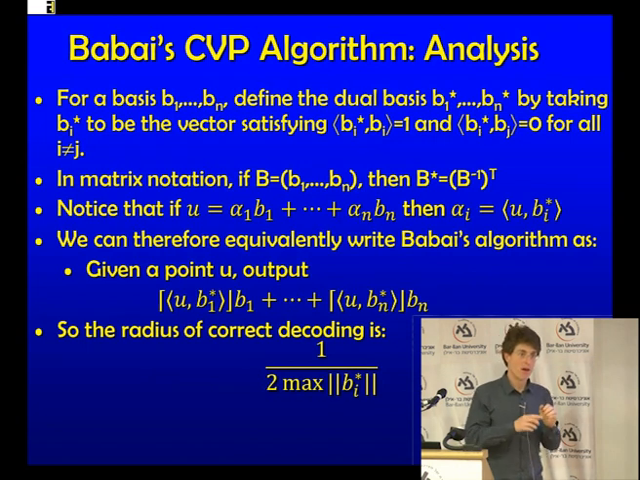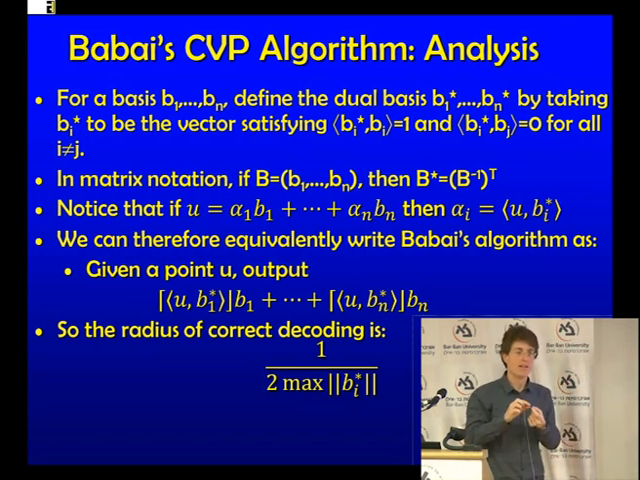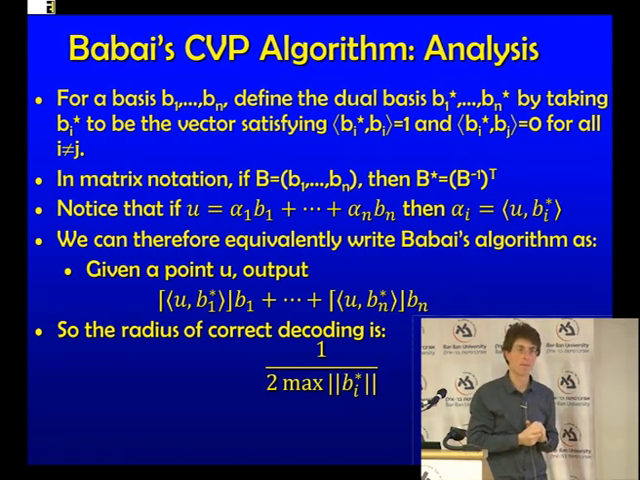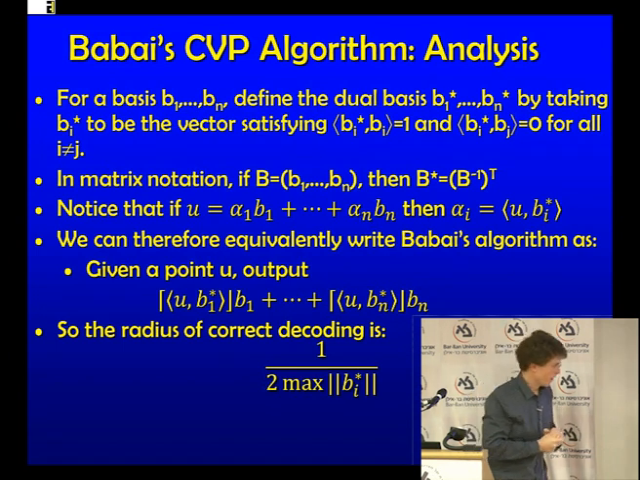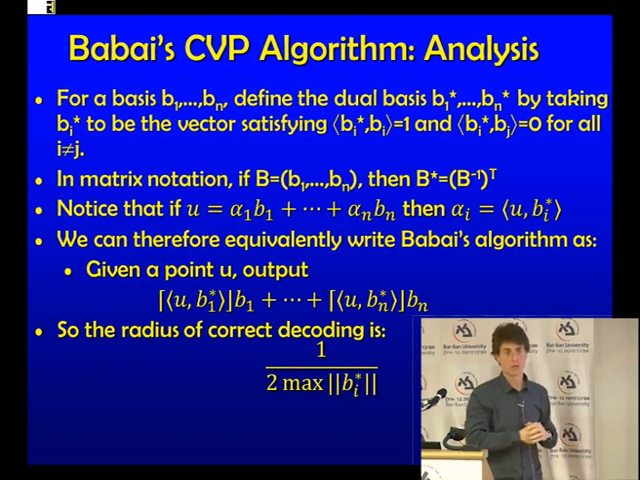And why is that? Because each vector gives us a slab, and the distance of the slab from the origin is 1 over 2 times the norm of bi star, and the closest point I can go to and leave the decoding area is the smallest of all these radii, which is 1 over 2 times the max of the norms of the bi stars. So this tells me the radius under which I can guarantee to decode correctly a perturbation from the lattice.